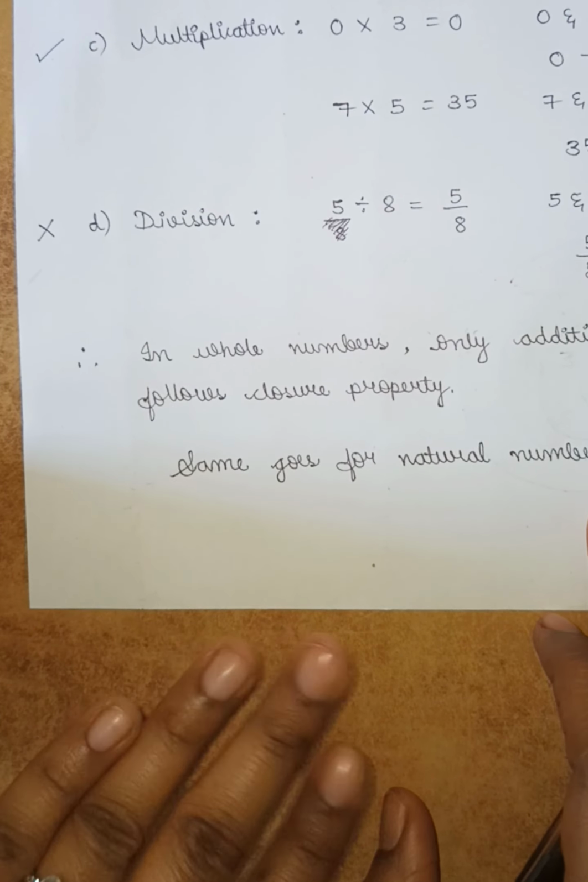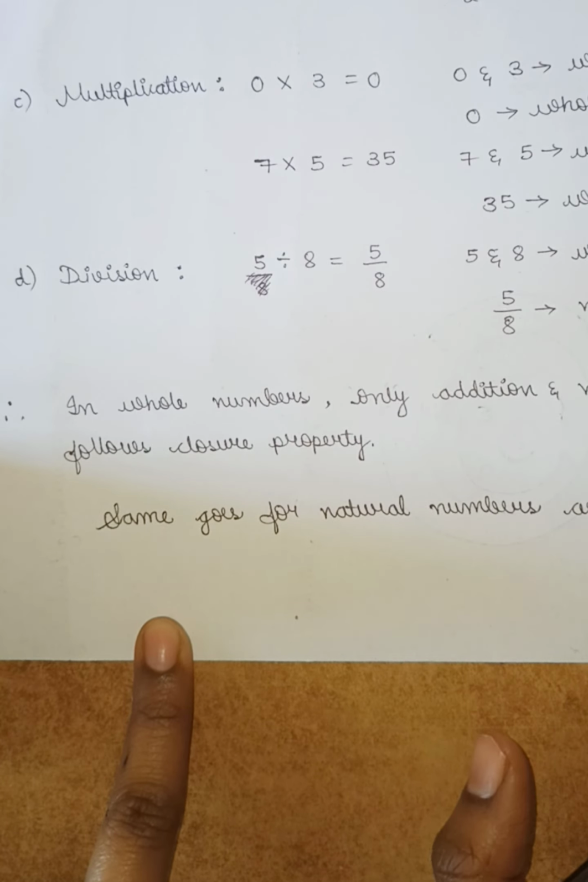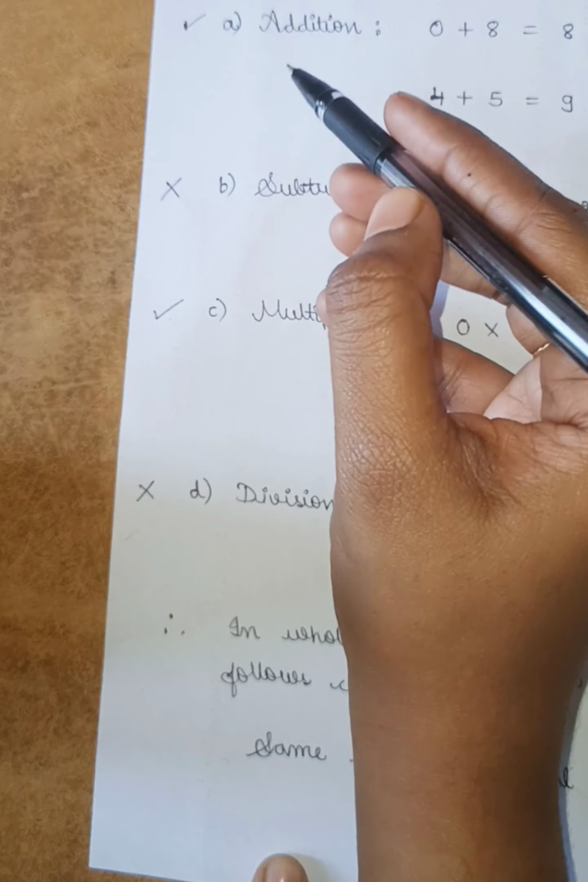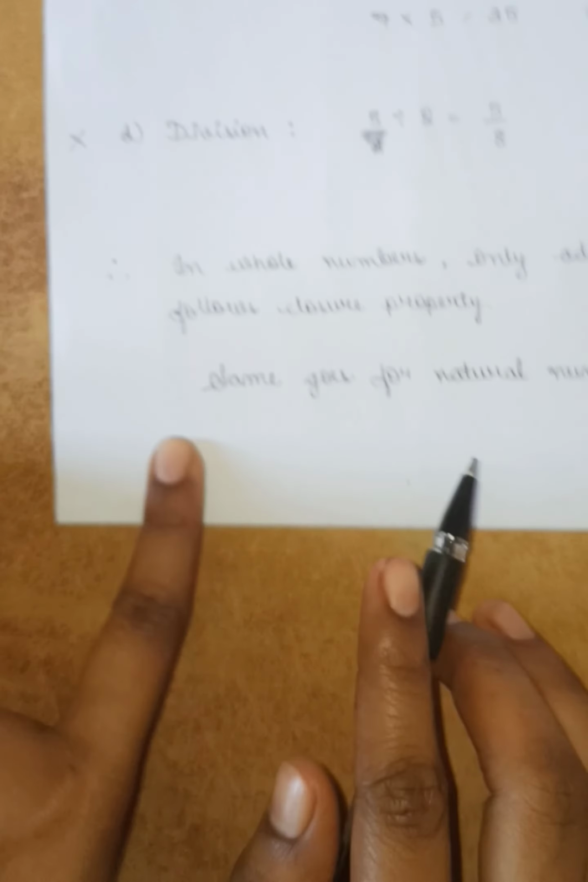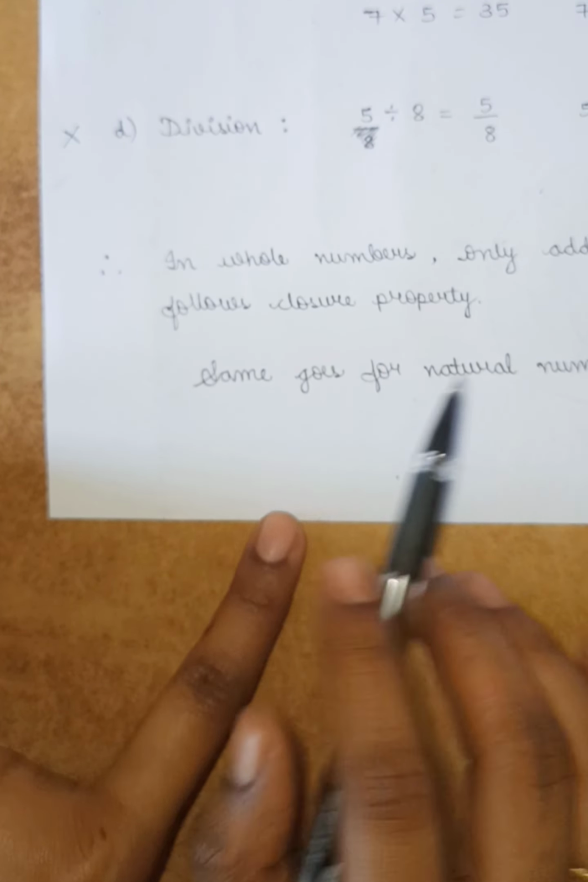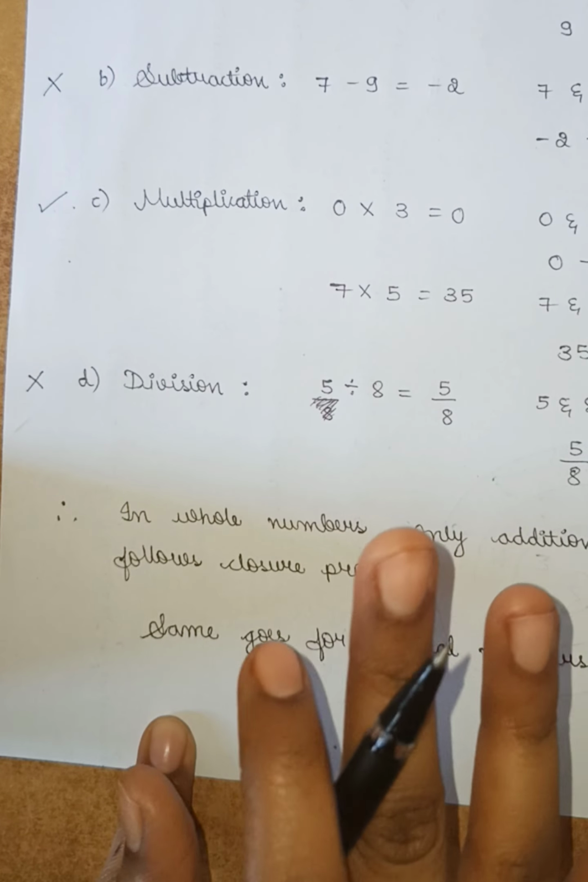So, in whole numbers, what we got to know is that only addition and multiplication follow the closure property. As we have checked, addition and multiplication follow closure property. And for the natural numbers, it is also the same. Only addition and multiplication follow the closure property.